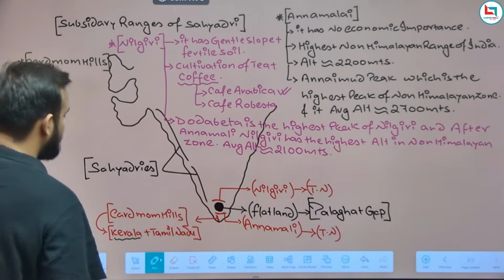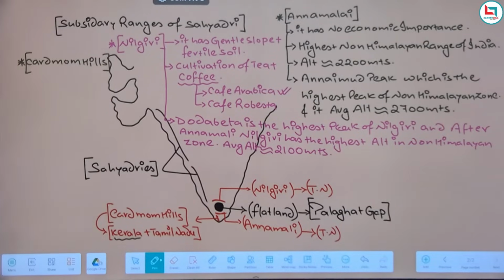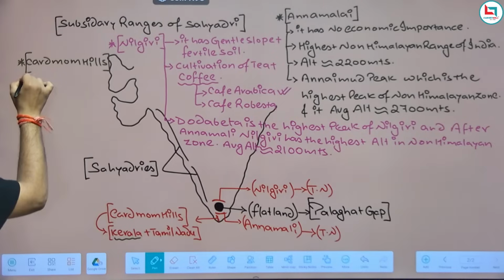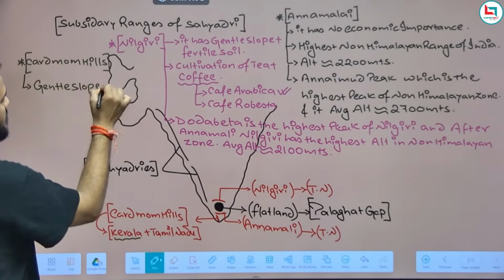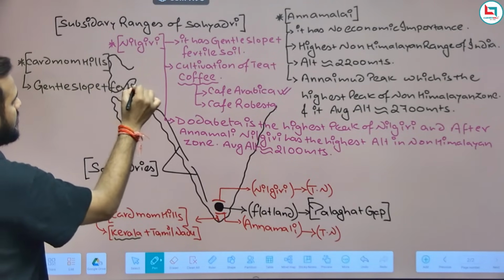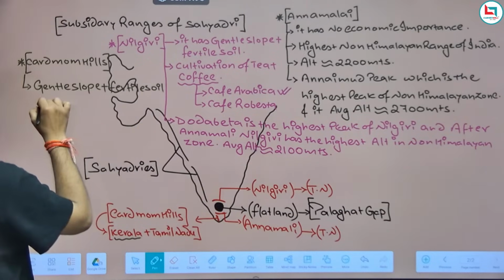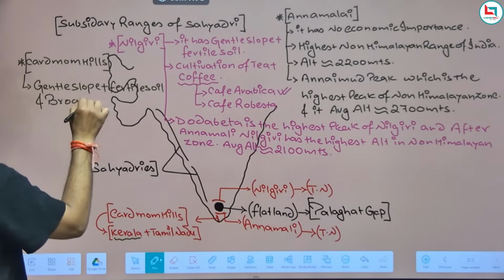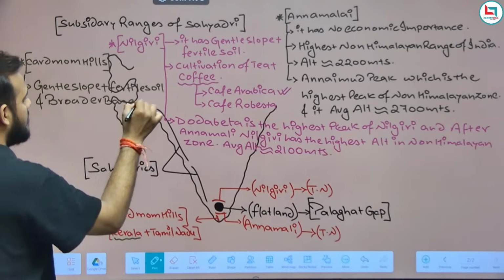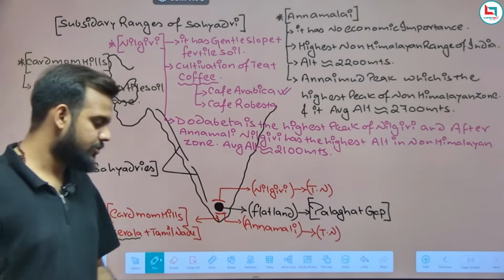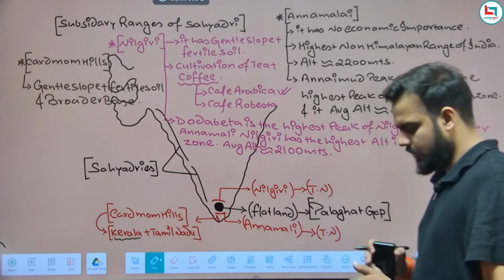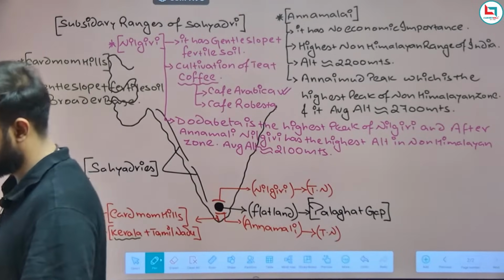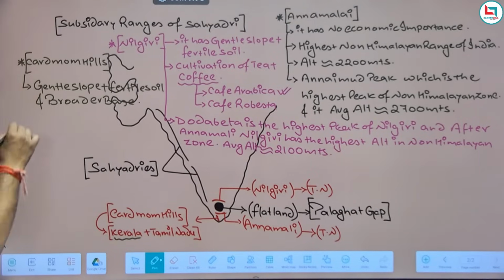After this, when we talk about Cardamom Hills, they have gentle slope, fertile soil, and a broader base. Their base is broad. Due to these things, in Cardamom Hills we do the cultivation of spices. It is famous in India for the cultivation of spices.